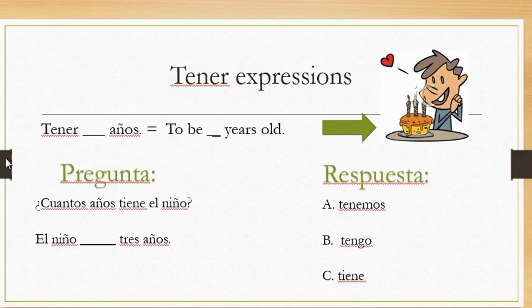So 21 years old. In this question here, it says, ¿Cuántos años tiene el niño? How old is the child? You would want to use a form of tener that goes with el niño, or the él form. So el niño, blank 3 años. You would choose sí, tiene. The E ending goes with él, ella, usted.